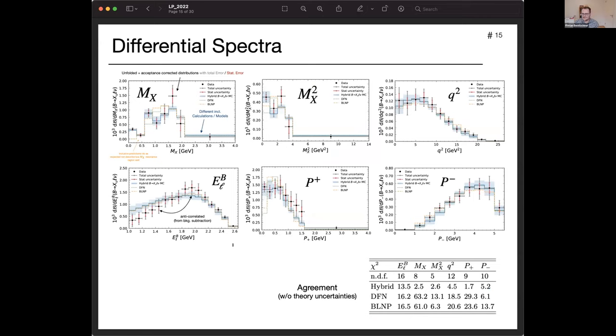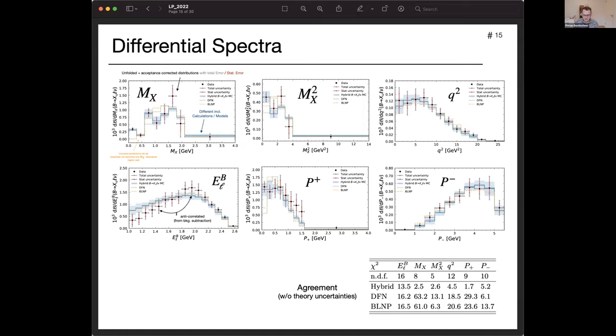Okay, this is the final result. So you can see here the differential spectra now corrected also for acceptance effects and unfolded for the phase space region of EL larger than 1 GeV. You see them compared here also to three different theory calculations or models. So in blue, these are the dashed histograms here. And overall, the agreement in the different variables is rather well.